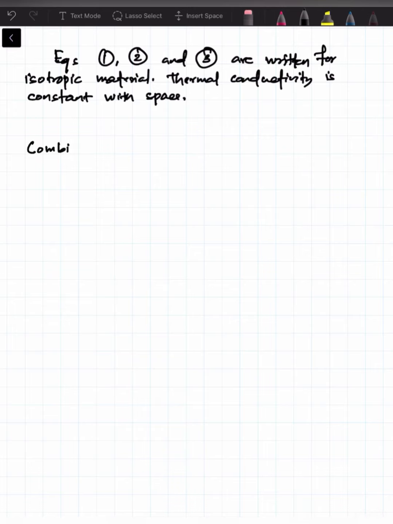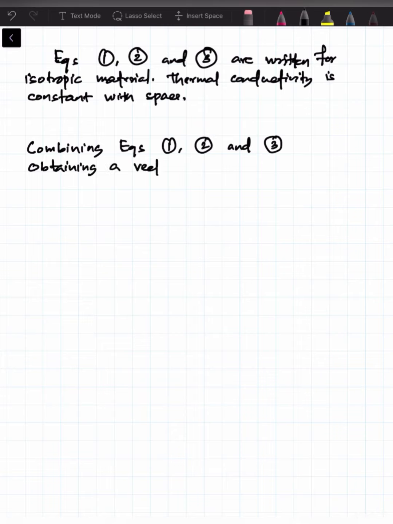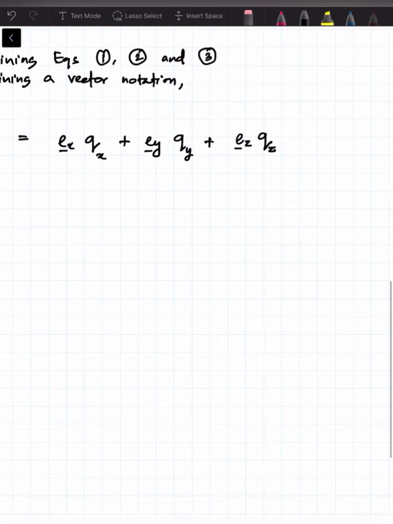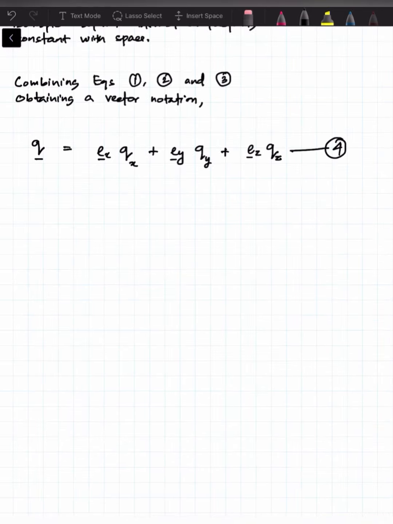Now, if you want to combine equations 1, 2 and 3, and after combining write them in a vector form, what will we get? If you want to know more about vector analysis, you can tell me. I can prepare a lecture on that. So q bar, whenever I'm putting a bar, that's a vector, equals ex qx plus ey qy plus ez qz. Let's number this equation as equation number 4.